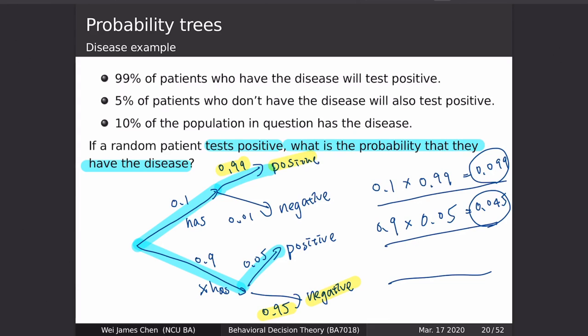So if you write the total, as in the previous example, we can note that the total chance of someone being tested positive is 0.099 plus 0.045, right? And what is the actual chance of you having the disease? That's the 0.099, right? And so that's the actual answer.